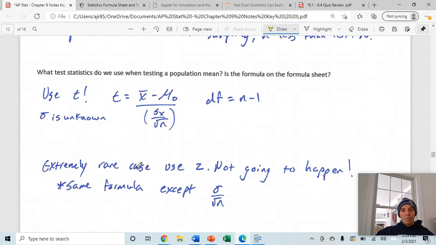In the extremely rare case that you would find a z-test statistic, which is not going to happen, okay? The only difference is in a z-test statistic, you know the population standard deviation, so your numerator would remain the same, but this is going to become a sigma over the square root of n, and you would replace that with the population standard deviation. No realistic test is going to be based off of a z-test statistic for means.